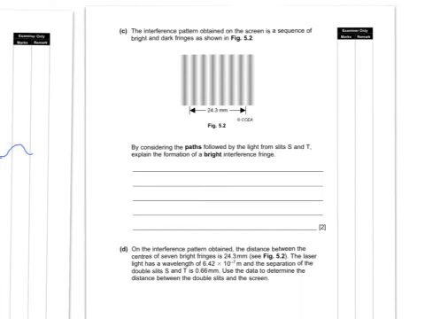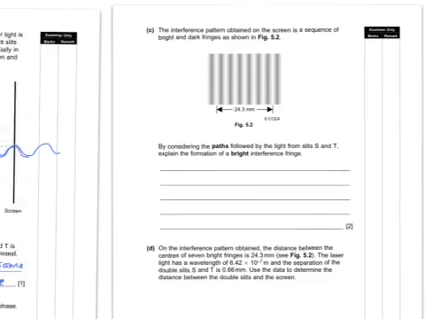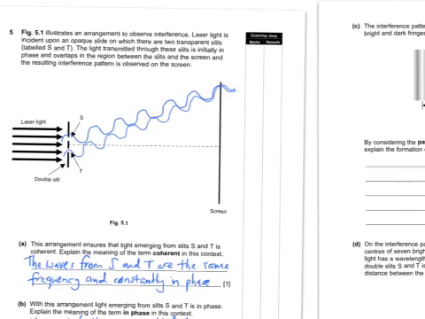center fringe here, but what about the rest of these fringes? Where do they come from? Well, let's go back to the diagram, and I have slightly shifted the waves there, but we still have a crest from S meeting a crest from T.